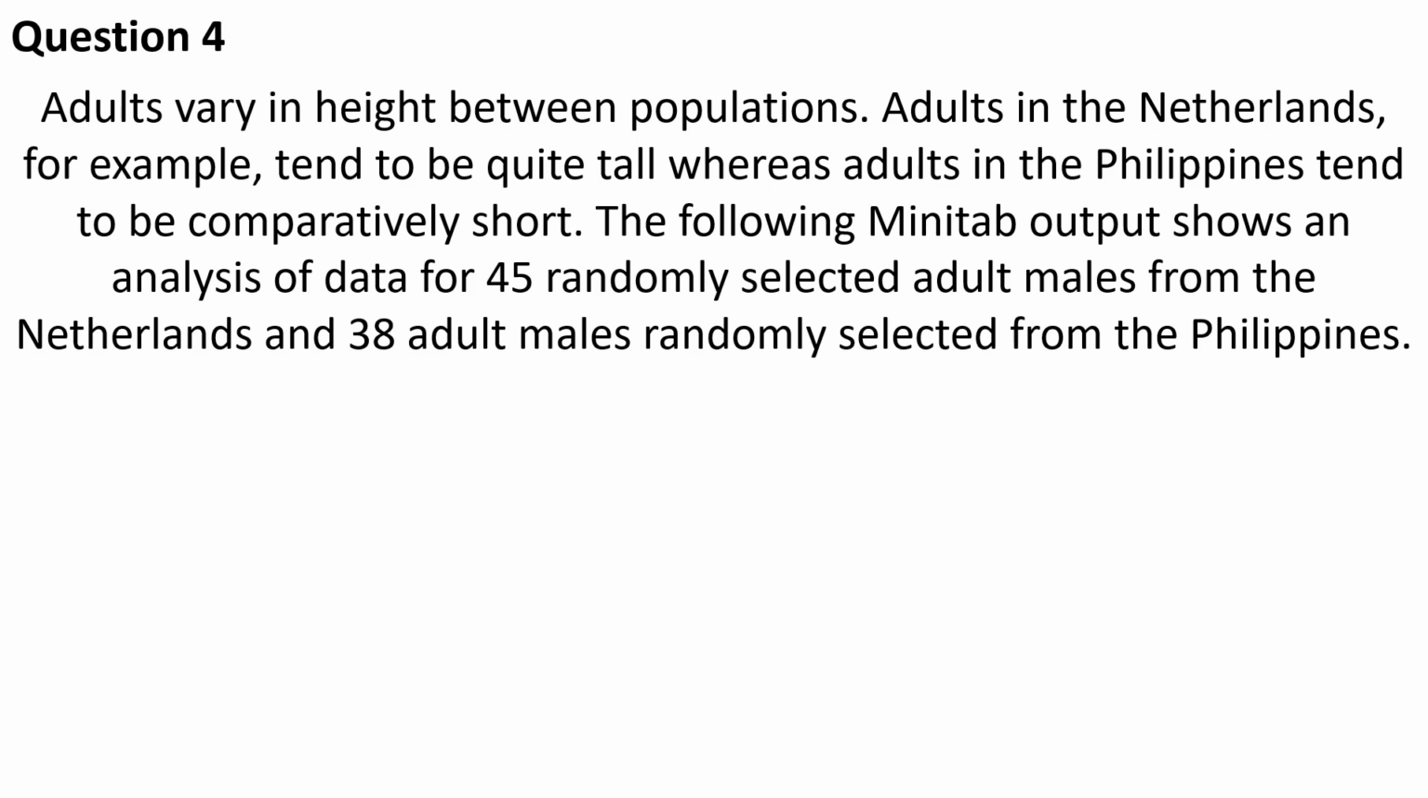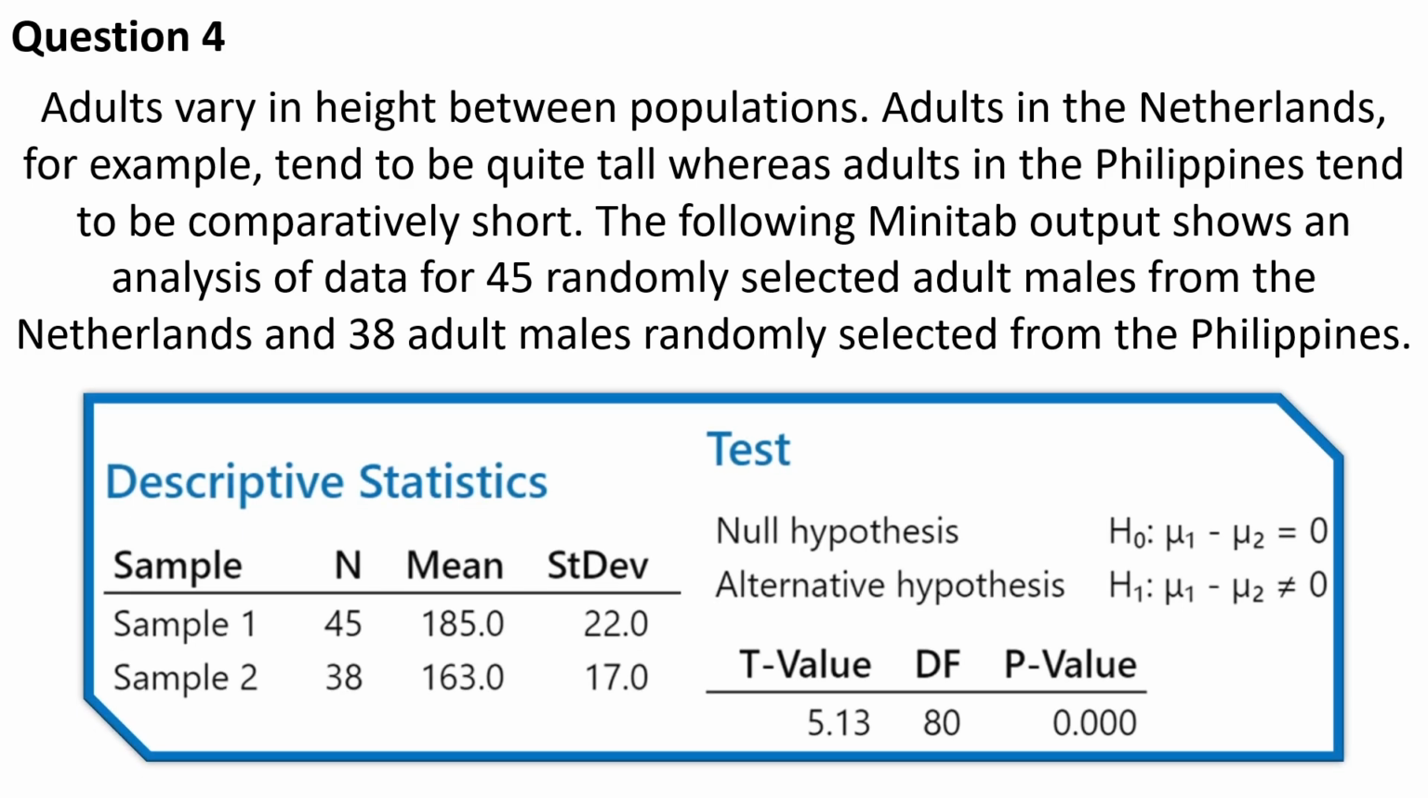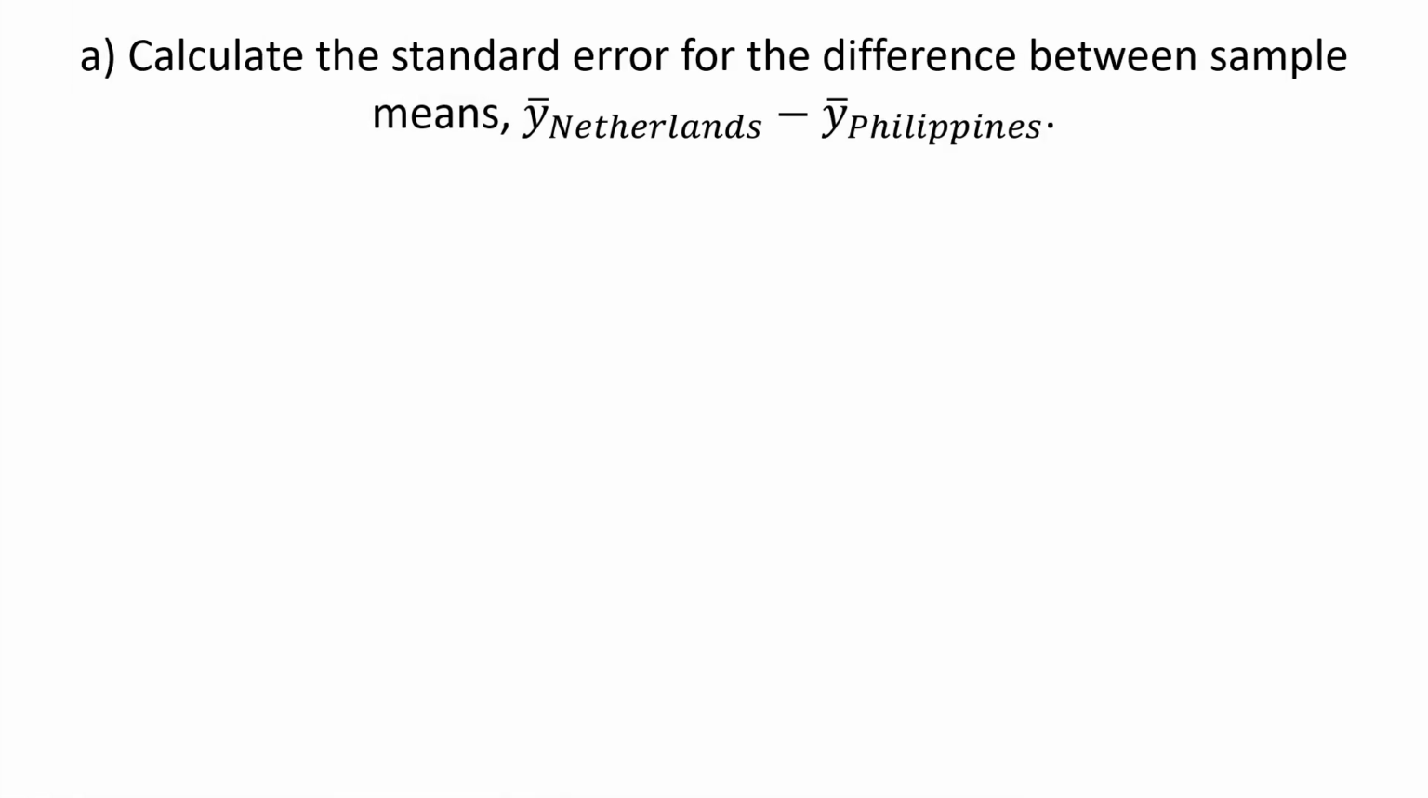So you can see here we have two random samples, and it's quantitative data. This can only be a two-sample t-test, which you can see from the Minitab output. So the first question is to calculate the standard error for the difference between the sample means.